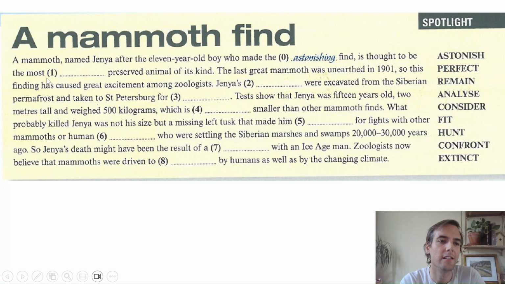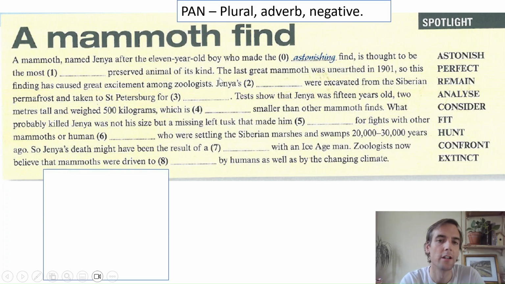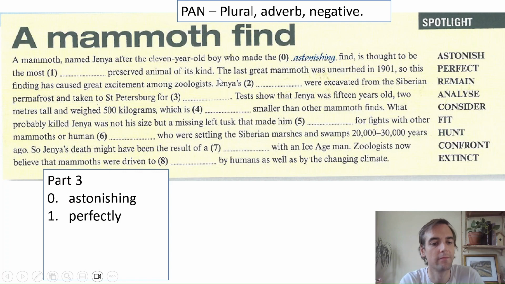How astonishing. Okay, adjective, astonishing. Now, how is it preserved? How? We need an adverb. It was perfectly preserved. Number 2 is a little bit irregular, but what is left of Jenya? His, her remains. You just have to know some of these.